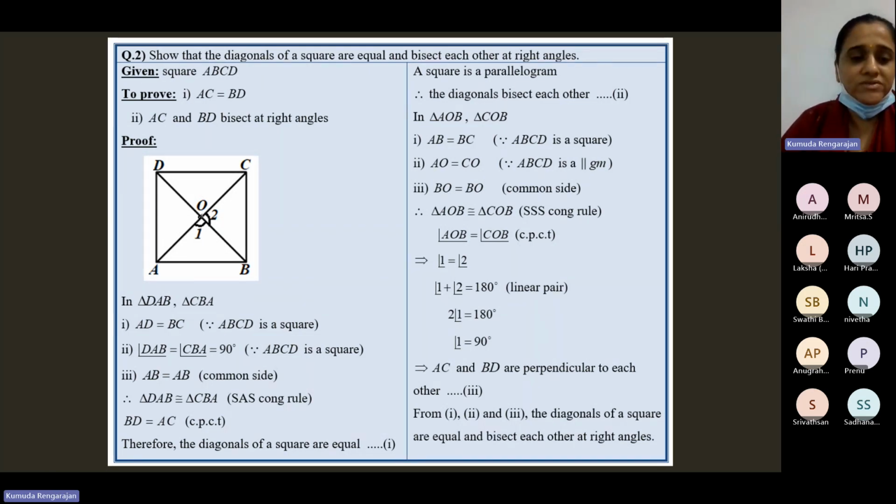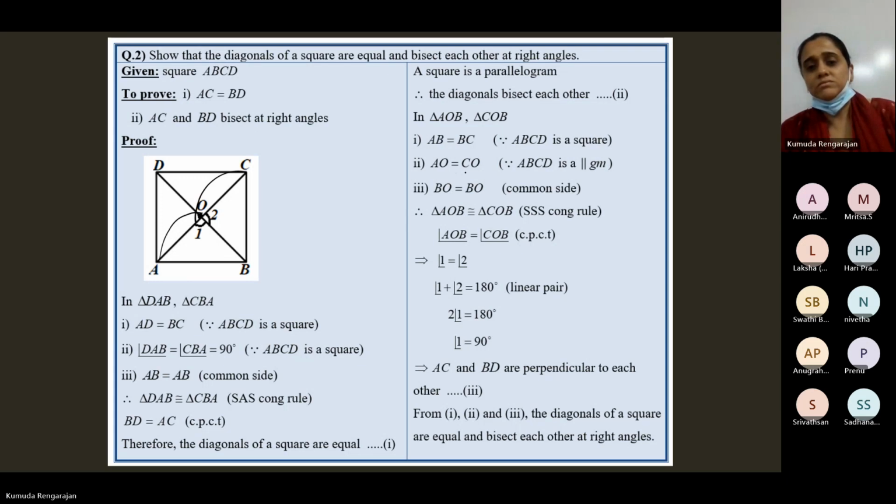So O is the midpoint of AC, which means AO is equal to CO, because ABCD is a parallelogram, meaning diagonals bisect each other. So by the SSS rule, the triangles are congruent. So by CPCT, you have angle 1 is equal to angle 2. But angle 1 plus angle 2 is 180.